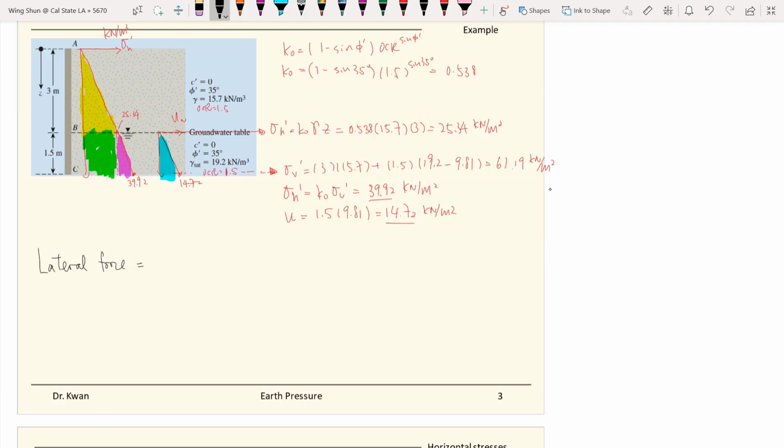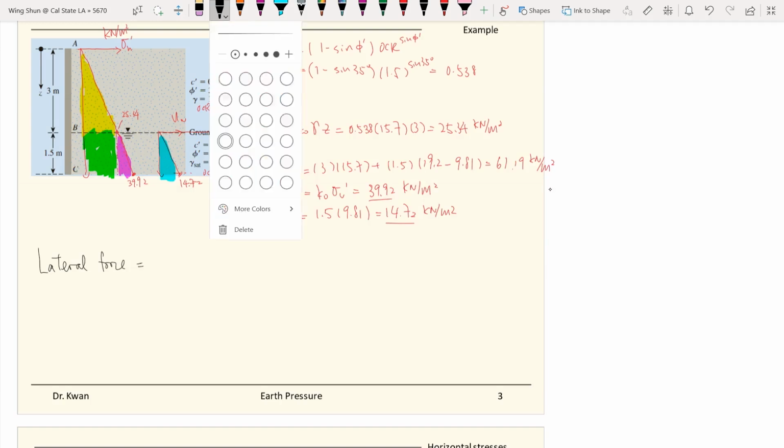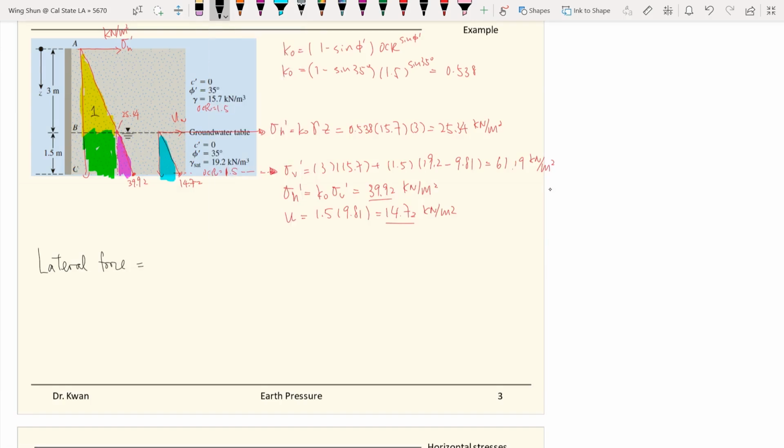So the lateral force will be equal to, let's call this area 1, this is area 2, this is area 3, and this is area 4. This will be equal to area 1 plus area 2 plus area 3 plus area 4. So now it's just algebra. Try to find the areas.